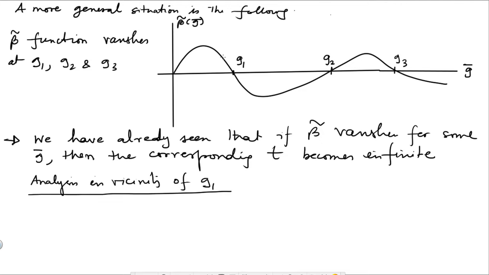and the slope of beta tilde, that slope here, is negative, meaning the derivative of beta tilde with respect to G bar is negative. Let me write that down. So here d beta tilde G over d G bar is negative. The slope is negative even though the value is 0 here at g1.